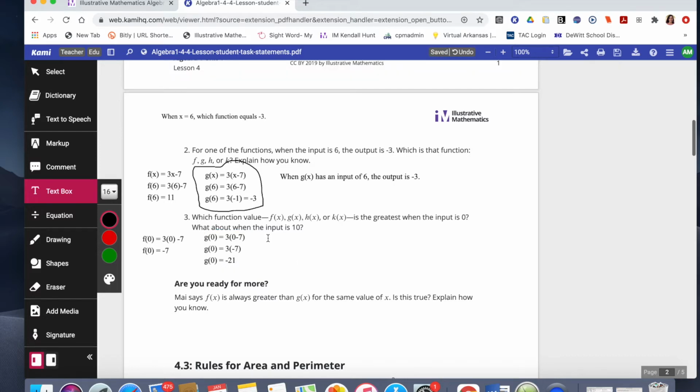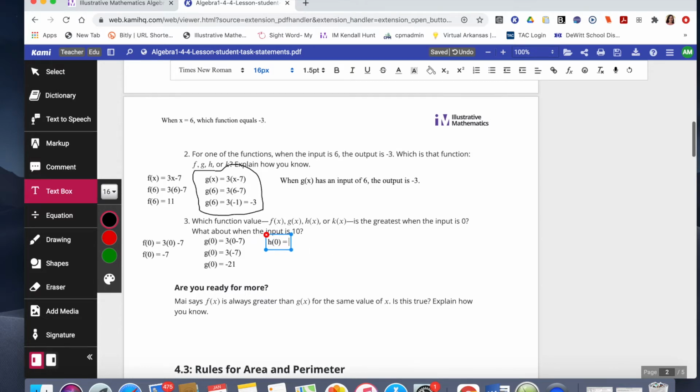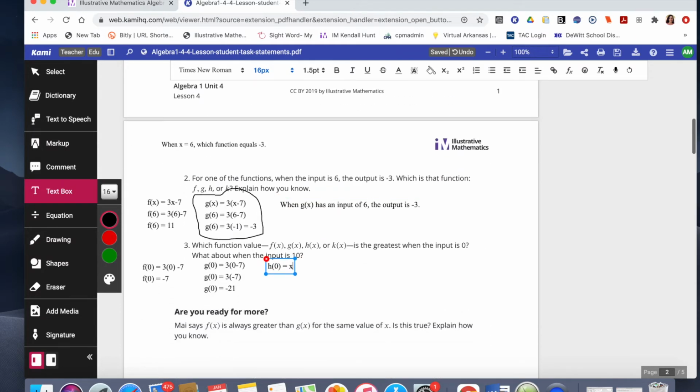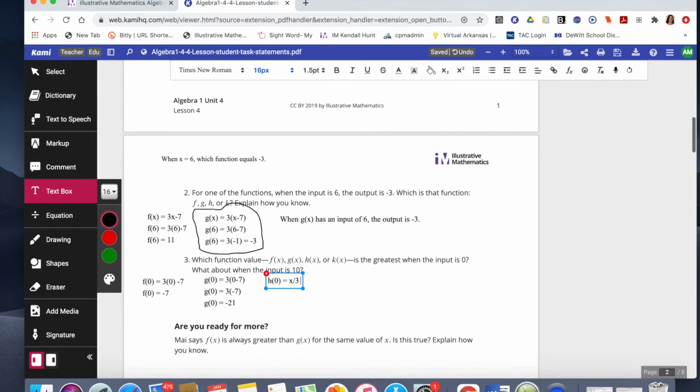Okay, so then we're going to go to h. H of 0. H of 0 is x over 3 minus 7. Whoops, it should be 0 over 3, sorry. 0 over 3 minus 7. H of 0 equals 0 divided by 3 is 0, minus 7. H of 0 equals negative 7.